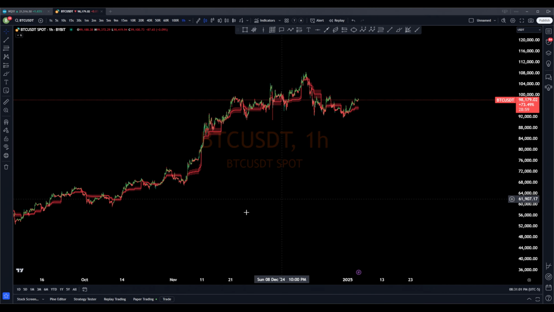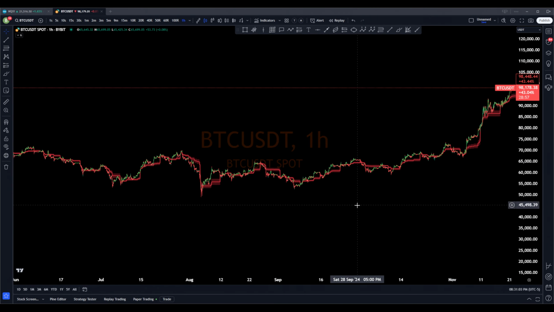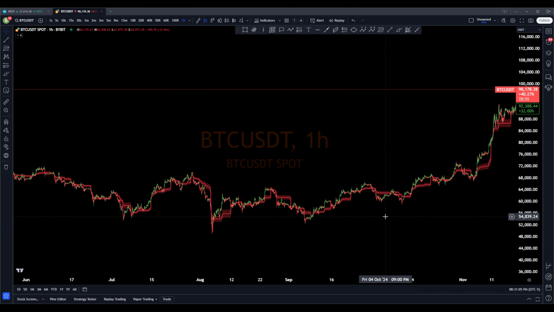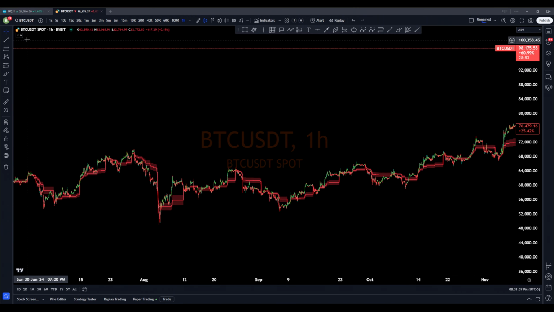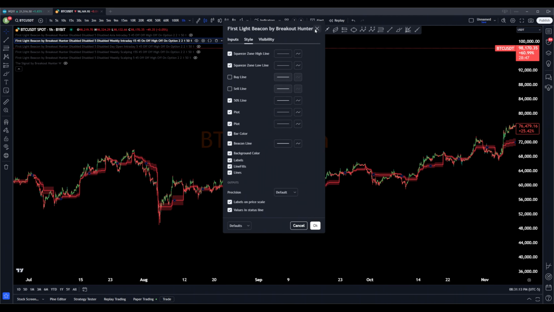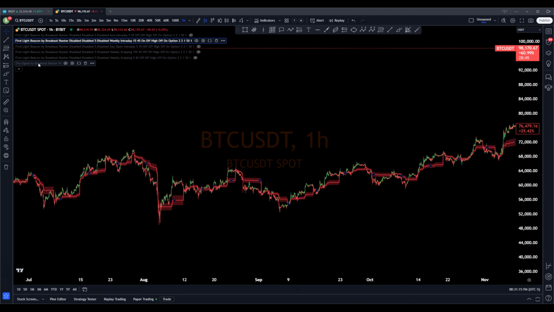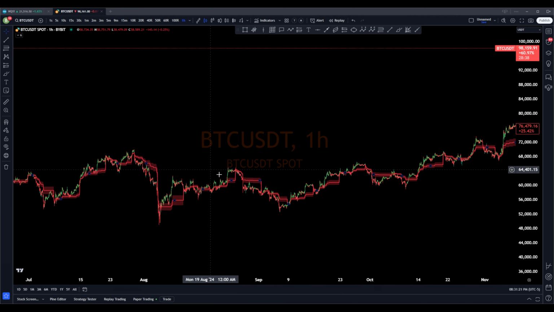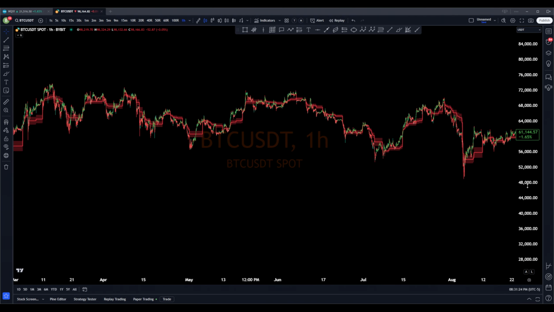Okay, we are going to do some backtesting on the hour Bitcoin chart using the weekly zones on the first light beacon. All right, here we go. Weekly is set, intraday is set, right? And then we are going to turn on the signal, which is going to give us our background colors and our buys and sells.